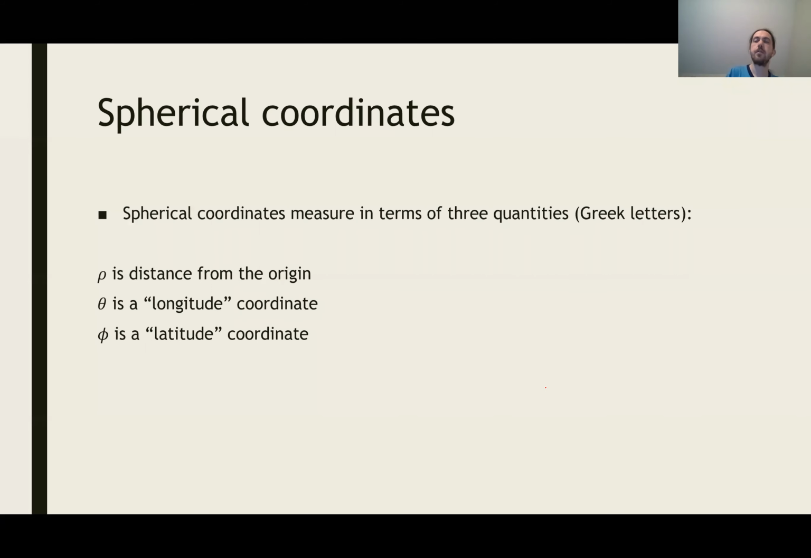Spherical coordinates are slightly different from cylindrical coordinates. Spherical coordinates still measure where we are in terms of three quantities, but now these have new names. They're all Greek letters. This first one looks kind of like a letter P. That's the lowercase Greek letter rho. Theta is something we're familiar with because we use it to measure angles all the time. The last one is a Greek letter called phi.